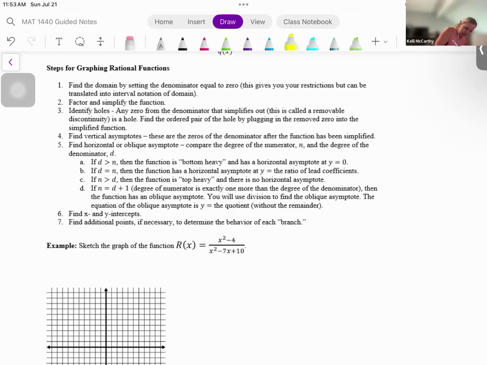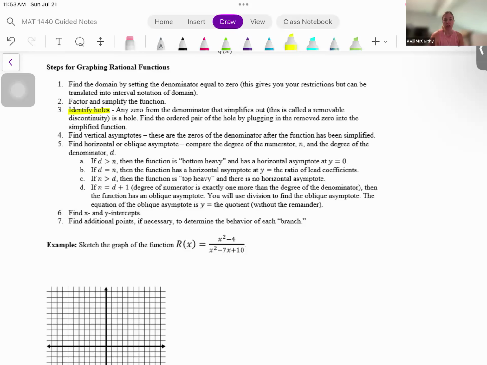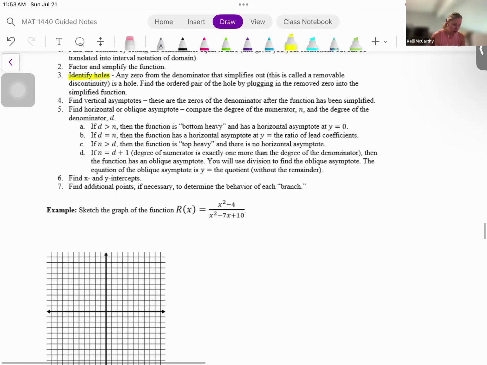Once you've identified any holes, you're going to find your vertical asymptotes. These are going to be the zeros of the denominator after it's been simplified. So they're the remaining zeros, the holes being the other restrictions. So all of your holes and vertical asymptotes are going to match your list of restrictions from that very first step. Then you'll identify horizontal or oblique asymptotes.